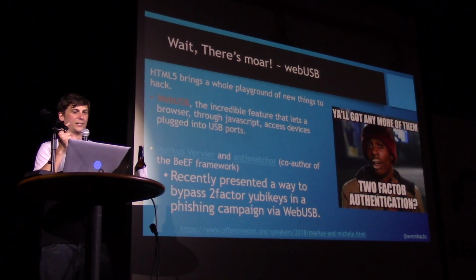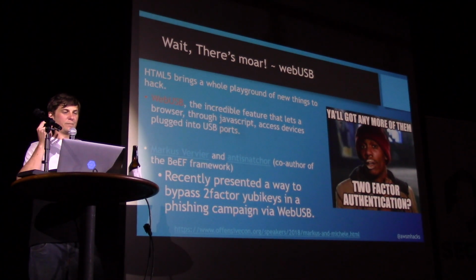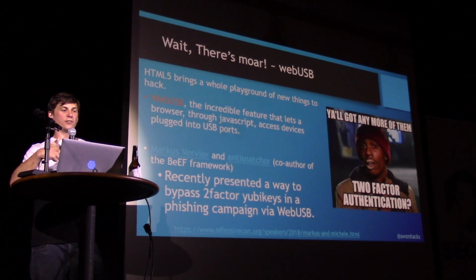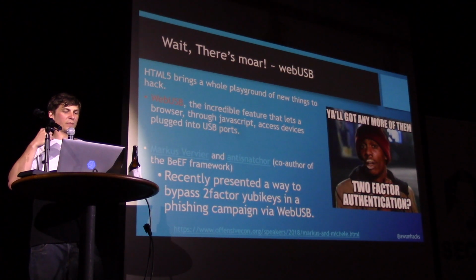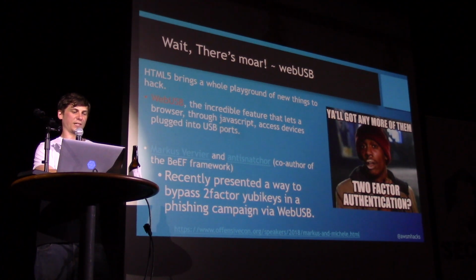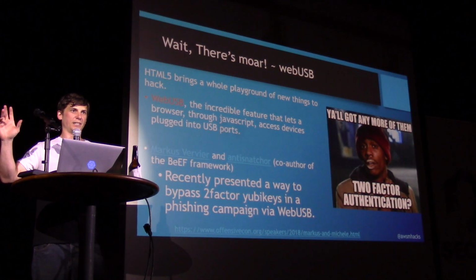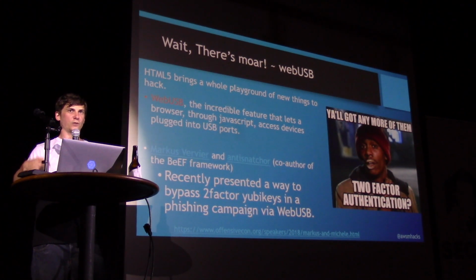The next stuff is WebUSB. This did get talked about a little bit earlier along with Web Bluetooth, but WebUSB is this awesome feature that lets the browser interact with anything plugged into the USB ports on your computer. Recently, Marcus and Anti-Snatcher, one of the co-authors of BeEF, gave a presentation in January where they were able to bypass two-factor YubiKeys, because the YubiKeys you have to plug into a USB. They used a phishing page that could access those USBs, take those tokens, and then submit them, and bypass those hard tokens.